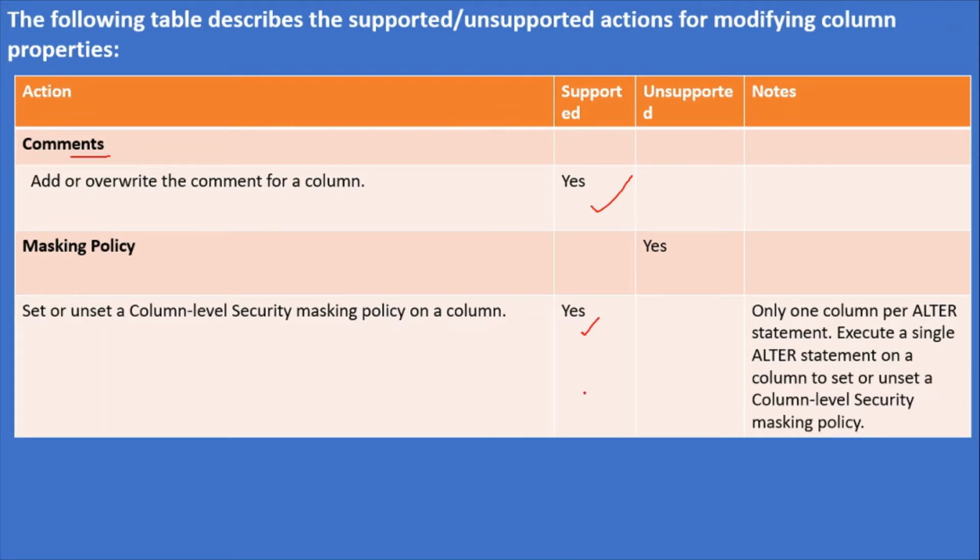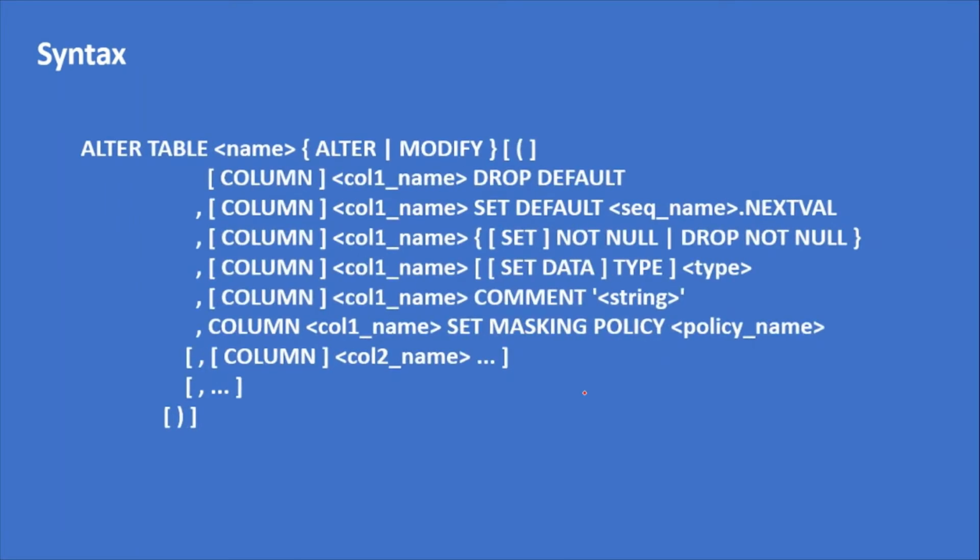That is all about these column properties. Now we will see the syntax. Alter table, table name, and you can use either alter or modify. Within that you can specify each column you are going to alter with the property, separated by commas. We can use more than one column while altering the table.